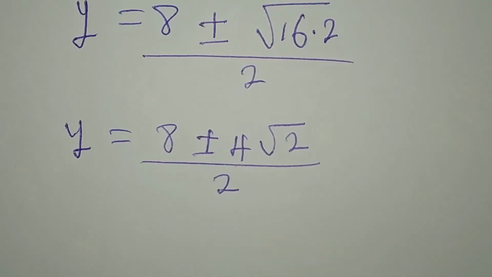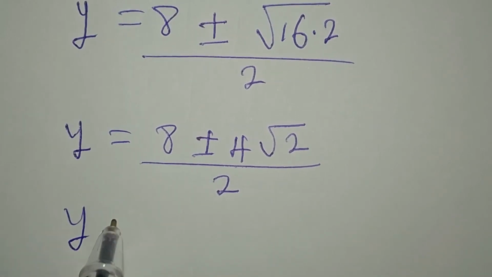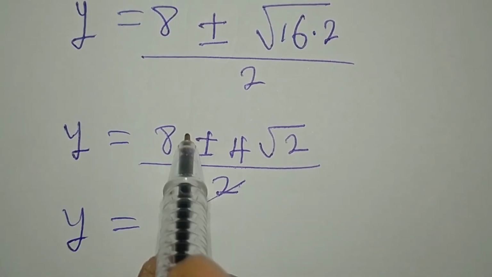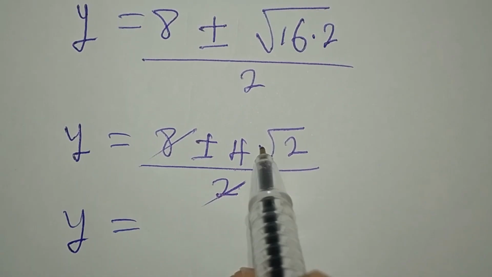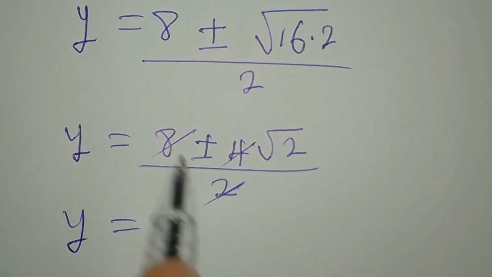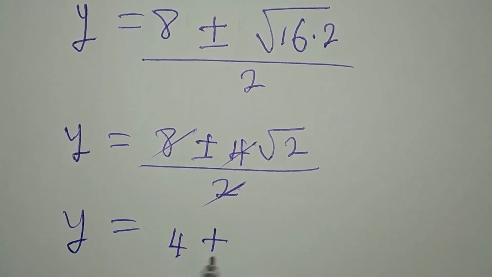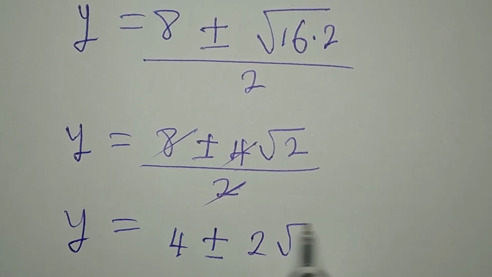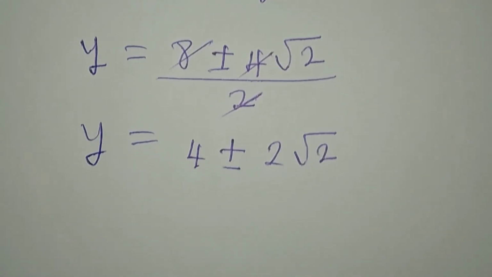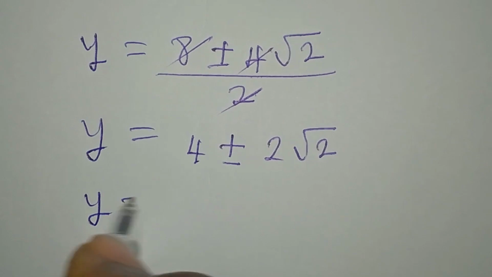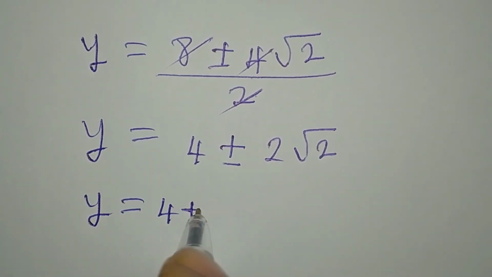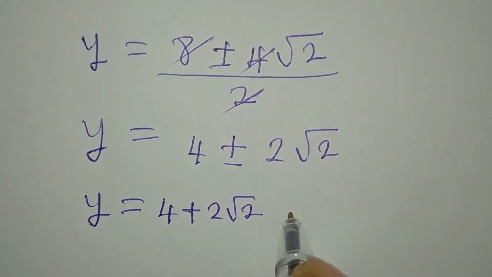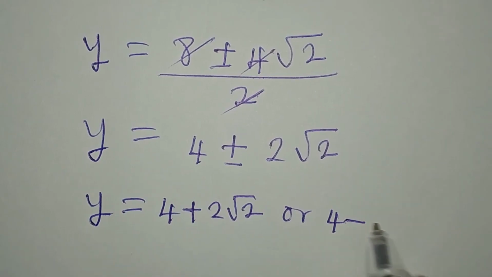Now, to continue, we have y equal to 2 can go here and the same 2 can go there. So 2 into this is 4 plus or minus, then 2 into this is 2. We have root 2. Okay, so this means that we have y equal to 4 plus 2 root 2 or 4 minus 2 root 2.